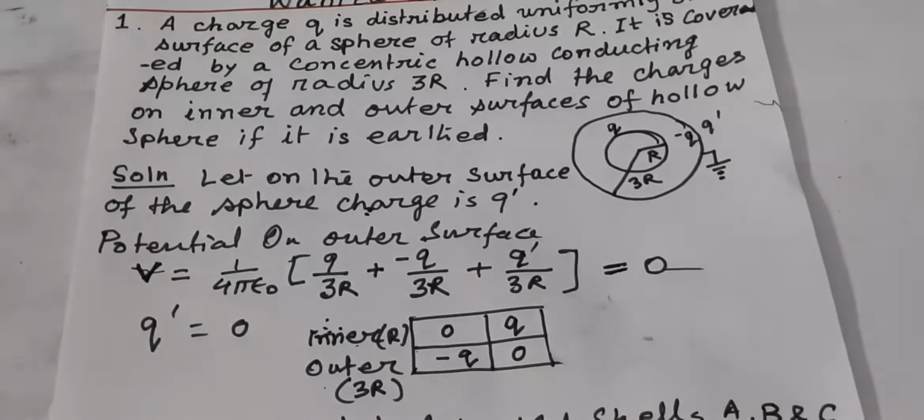Solving here, you can see now that on the inner surface of the small sphere there is no charge, 0, and on the inner surface of the big sphere it is minus q because of induction, and on the outer surface of the small sphere it will be plus q, and the outside is q dash, which has come 0.